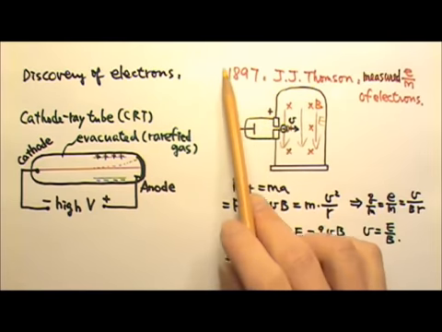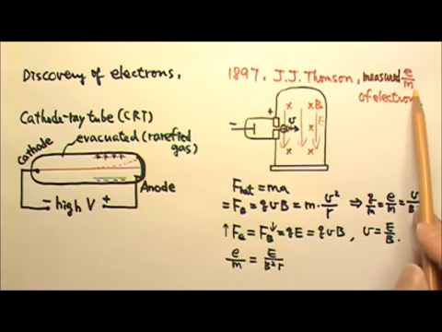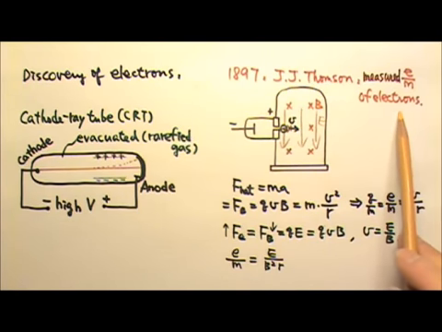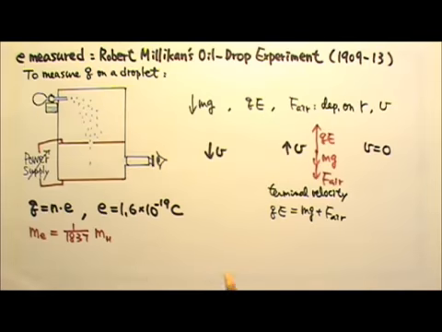Because back in 1897, J.J. Thomson had already measured the e over m ratio for electrons. Now with the elementary charge measured by Millikan, we have the mass of the electron, which is about 1/1,837th of the mass of a hydrogen atom, just as expected by J.J. Thomson.